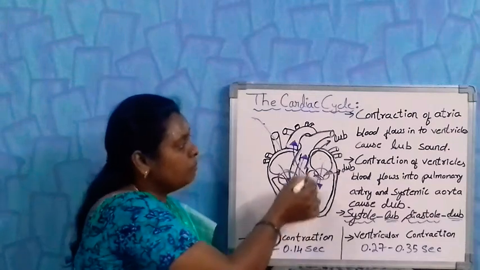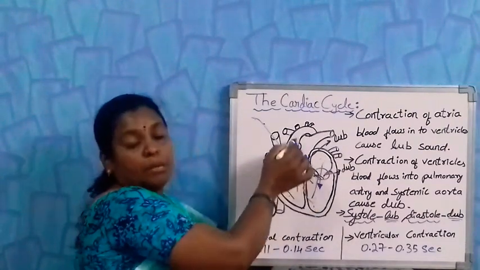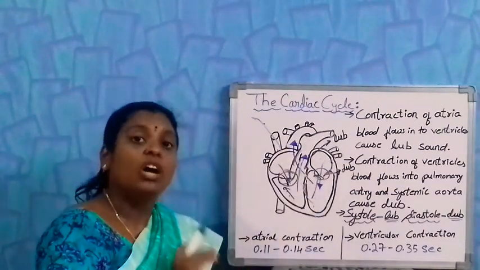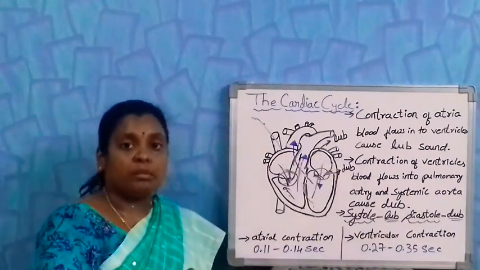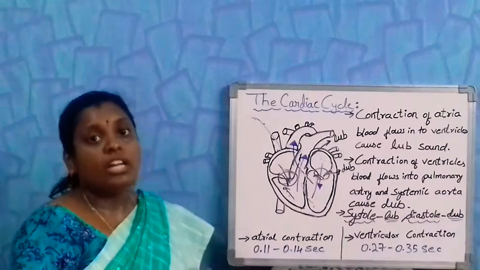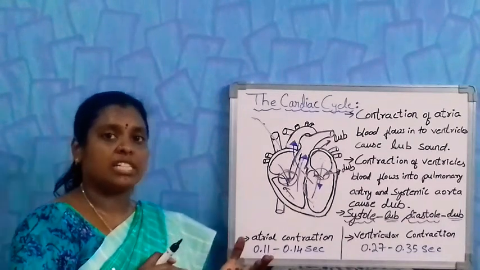And at that time, the walls which are present in the pulmonary aorta and systemic aorta close. You can hear a sound called dub. So, it takes place simultaneously.